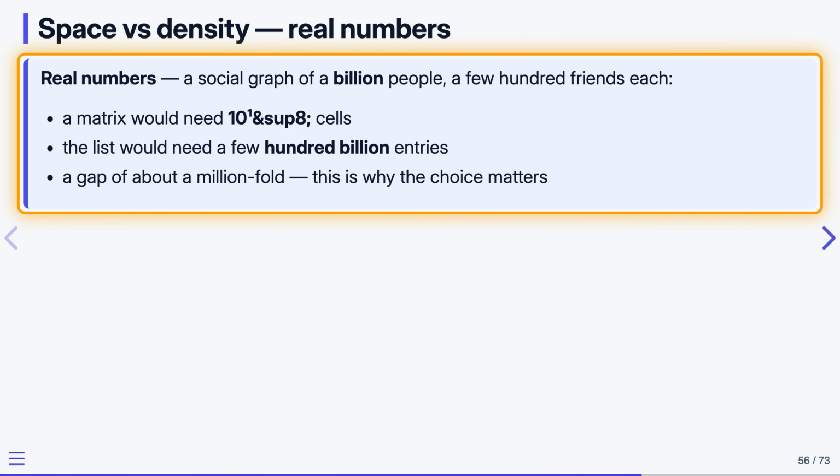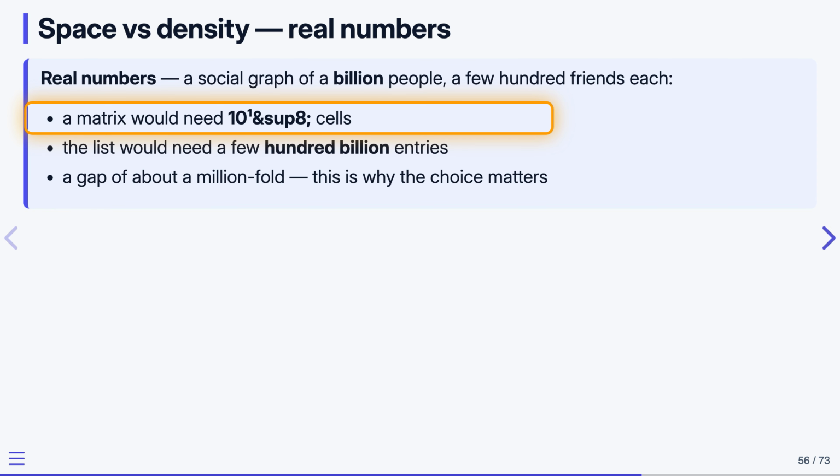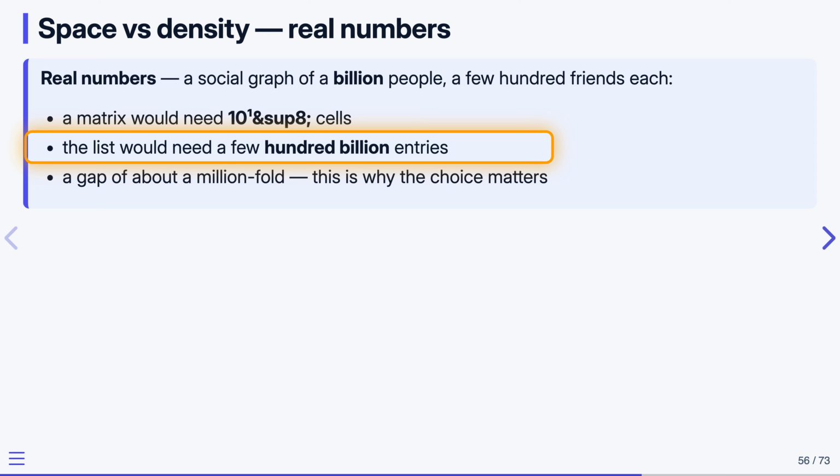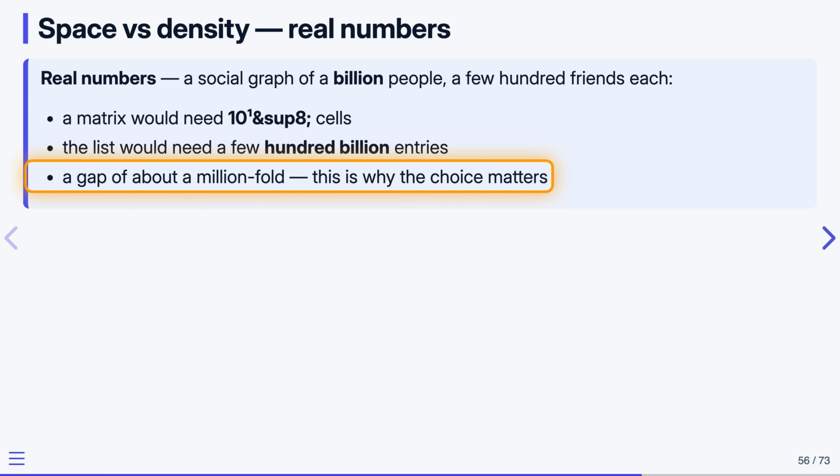Real numbers make it clear. Take a social graph of 1 billion people, each with a few hundred friends. A matrix would need 10 to the 18 cells. The list would need a few 100 billion entries. That is a gap of about 1,000,000-fold. This is why the choice matters, and why it is not a matter of taste.